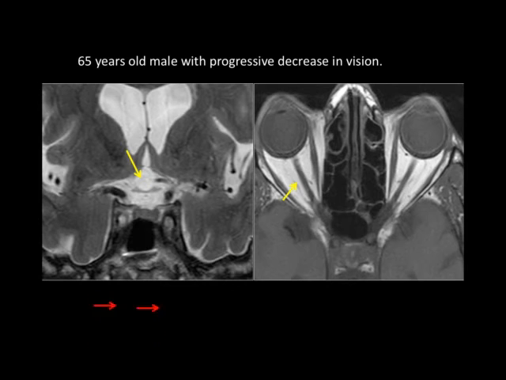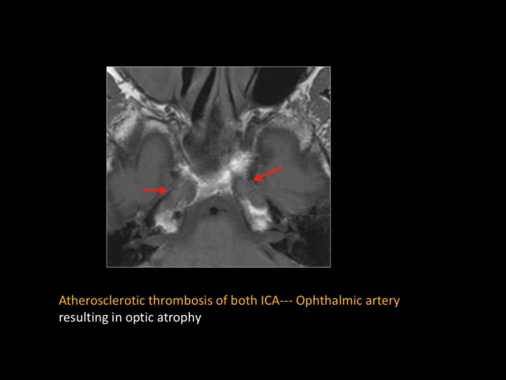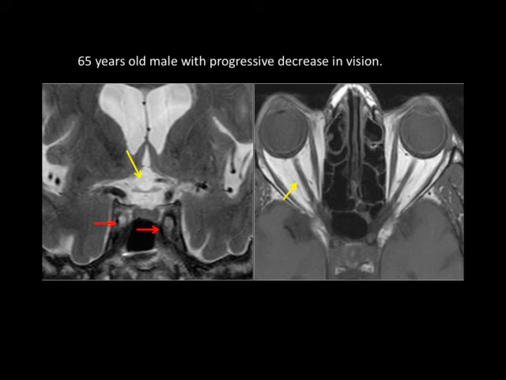Even in the petrous ICAs there's no flow void. So remember, the ophthalmic artery arises from the ICA. You have to look for flow void when you're doing orbit imaging, because the cavernous sinus will always be seen. So in this patient, the cause of optic atrophy and loss of vision was actually vascular. It was never diagnosed, but this is important.